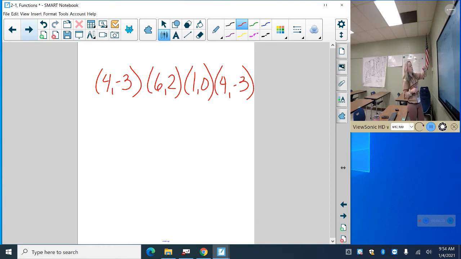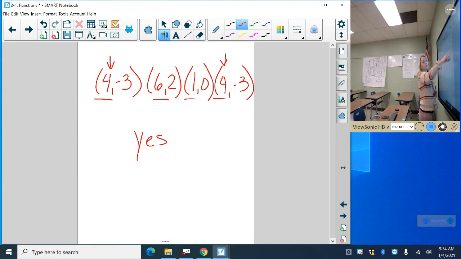So look at this one. 4, -3, 6, 2, 1, 0, 4, -3. Does the x repeat? Yes, it does. I have 4, 6, 1, and 4. Right here I have a 4, and here I have a 4. However, does that 4 go to the same y value? Well, here it goes to -3, and here it goes to -3. Yes, it does. So is it a function? Yes, it is a function, since it repeats and goes to the same y. As soon as I make one of these two a different number, the y value a different number, it's no longer a function. But if 4 chooses the same y, it's still a function.